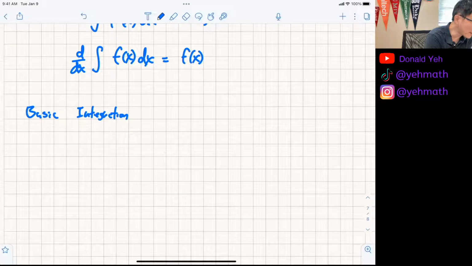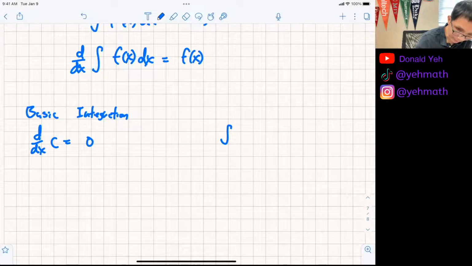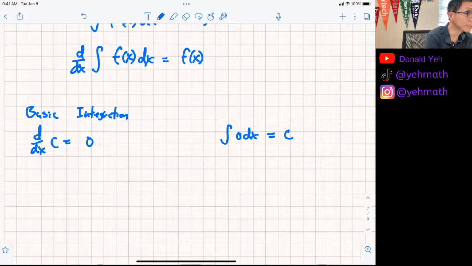Okay, so let's talk about basic integration. If I take a derivative of a constant, what am I going to get? 0. Okay, so if I integrate the constant, so the integral of 0 dx is equal to c. Does that make sense? If I integrate nothing, it's going to have some type of c. If I integrate 0.